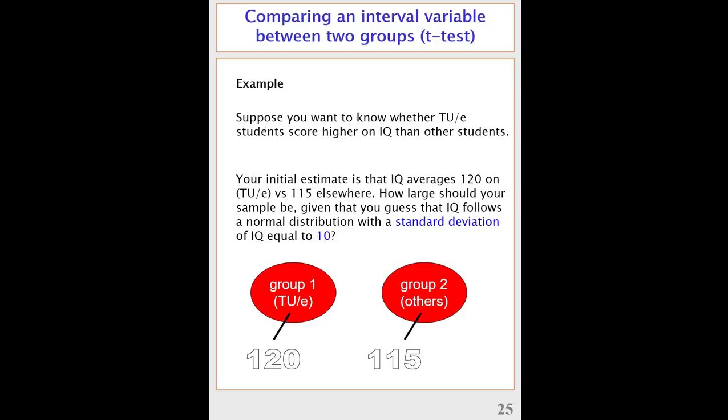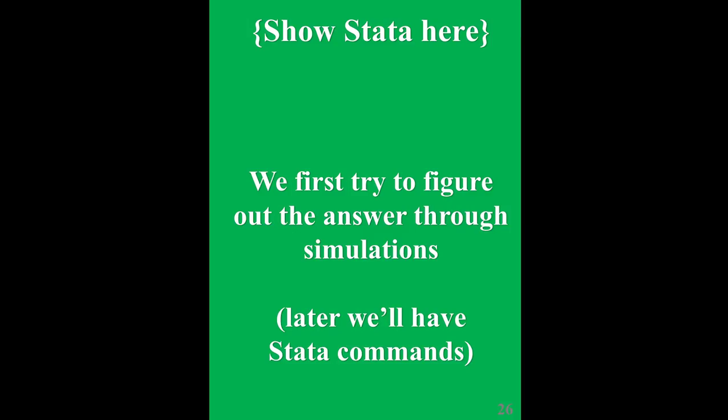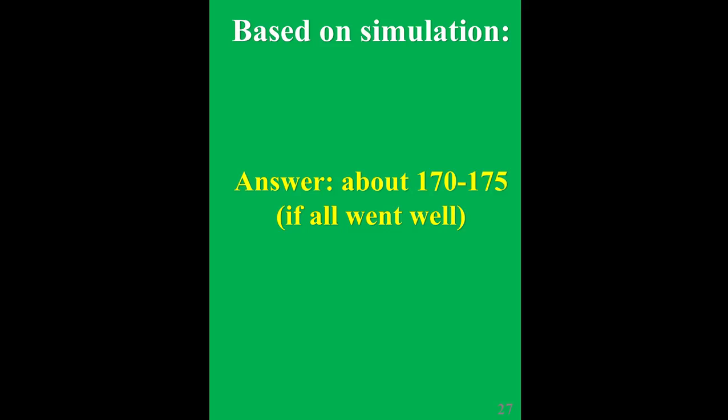Theory students have an IQ of 120, others have 115. If that would be really the case, what would my sample size be? We went through Stata and did some simulations there. And then we found out, well, sort of 85 was about enough. 85 of each, so 170 in total.